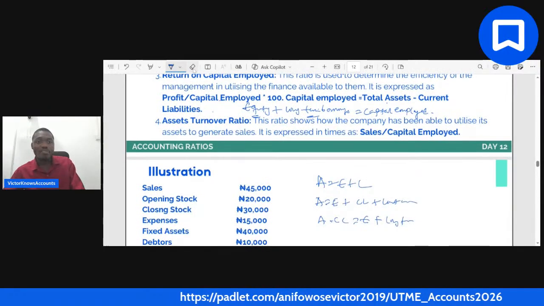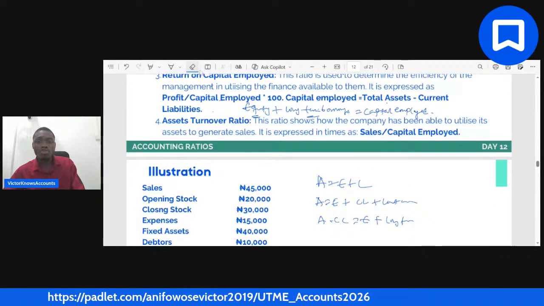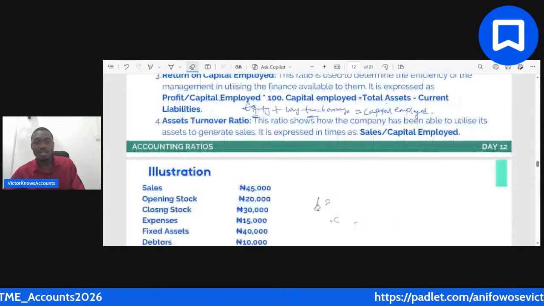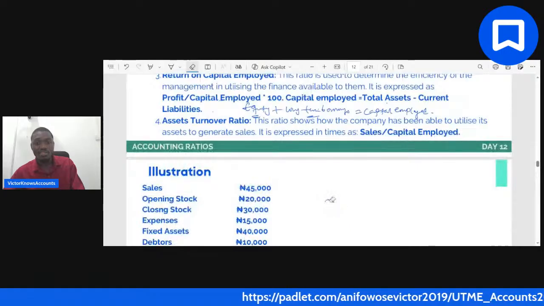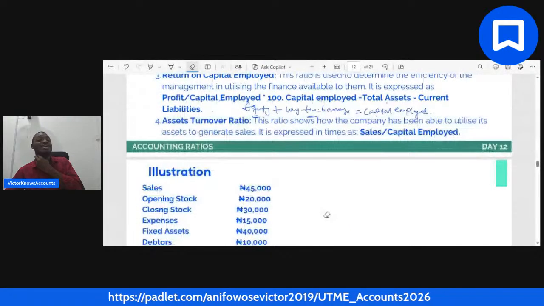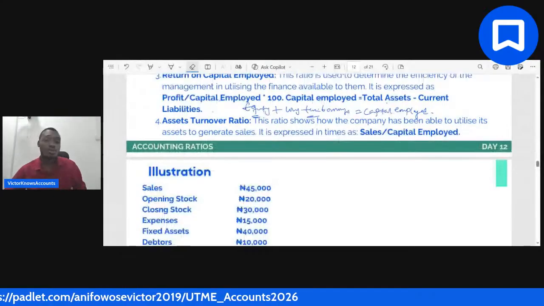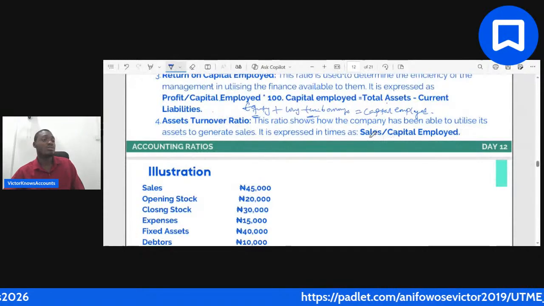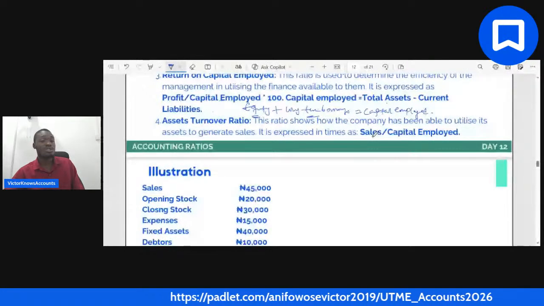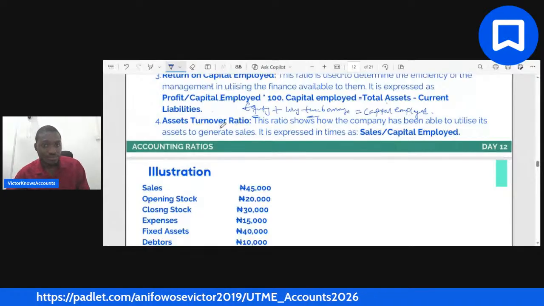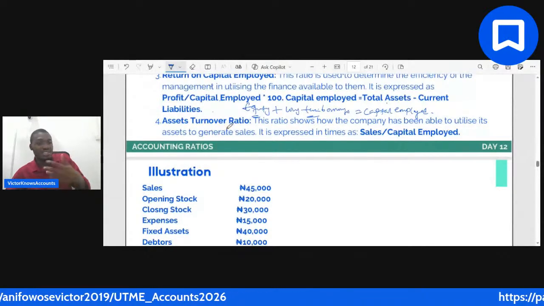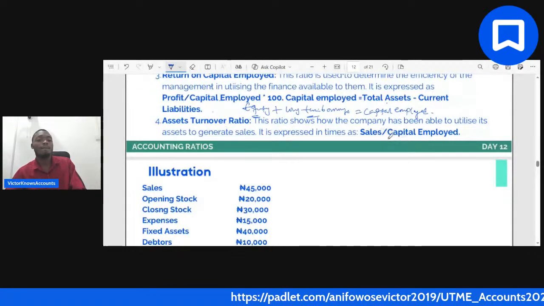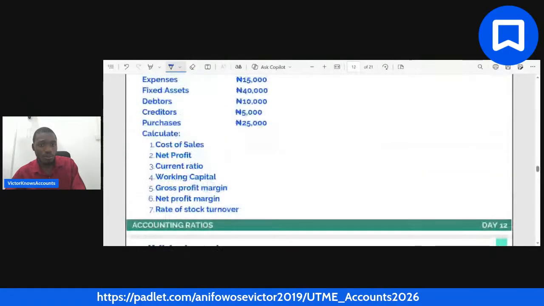Then for the next one, we have the asset turnover ratio. Now this ratio shows how the company has been able to utilize its assets to generate sales. All right. So how have you been able to utilize your assets, or the money available to you in the form of capital employed, to generate sales? So whenever you hear turnover, we are most times talking about what? Sales. Because another name for sales is what? Turnover. Because you are selling, how much of goods you are selling. So asset turnover ratio is what? Sales over capital employed.